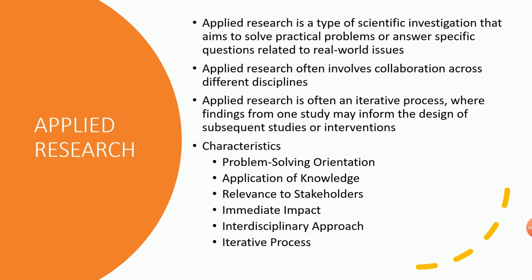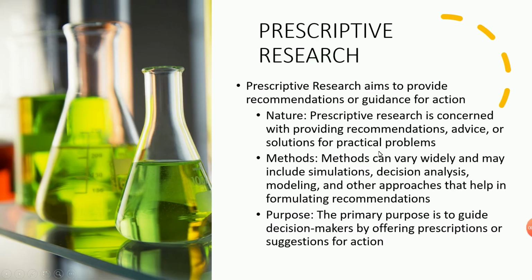So here, findings from one study may inform the design of subsequent studies or interventions. So in Google Scholar and everything, all the data which we obtain or the literature which we obtain determines how we are going to proceed with our own research study. So here the characteristics are problem solving orientation, application of knowledge, relevance to stakeholders, immediate impact, interdisciplinary approach, and lastly iterative process. So these are all applied research.